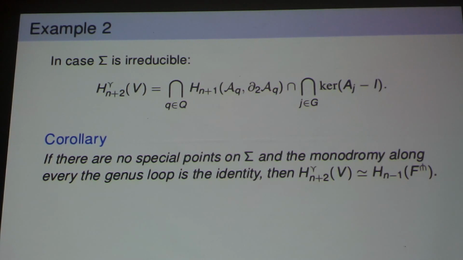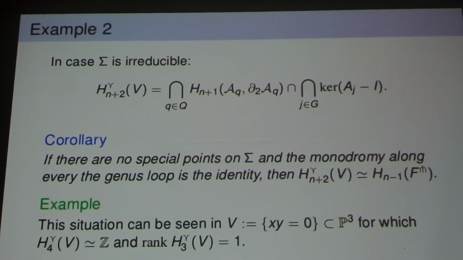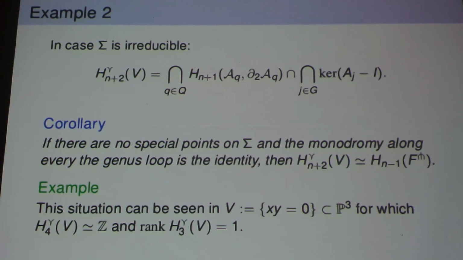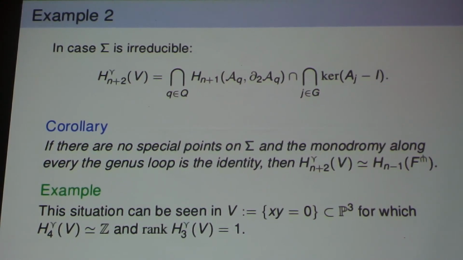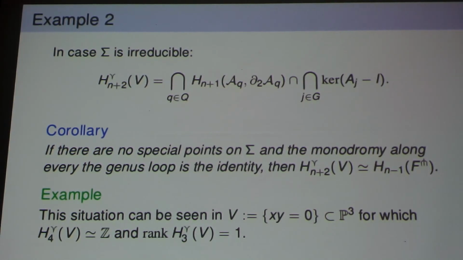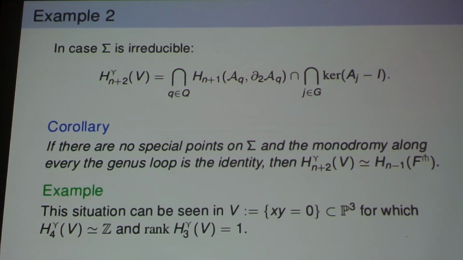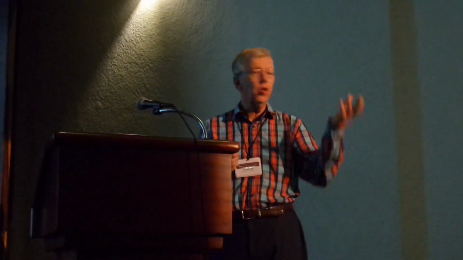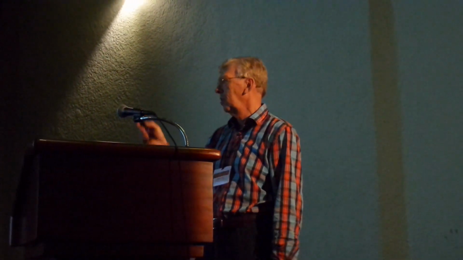And there are several examples of that. This situation you can have as soon as you have, the easiest way is to have two planes transversally in P3. So you see that all intersection points are the same, no special points. The P1 is the intersection, no loops. So in this case you have this example.